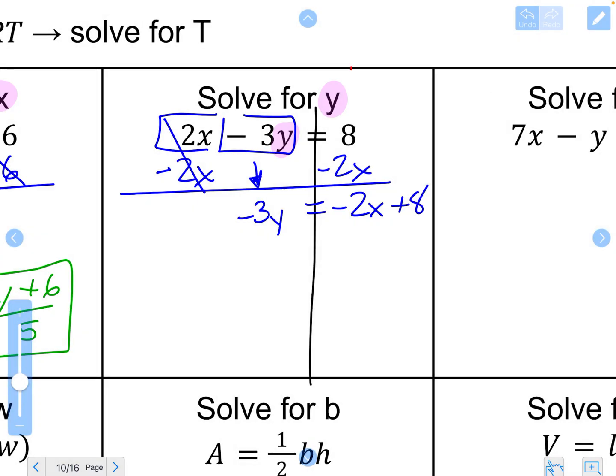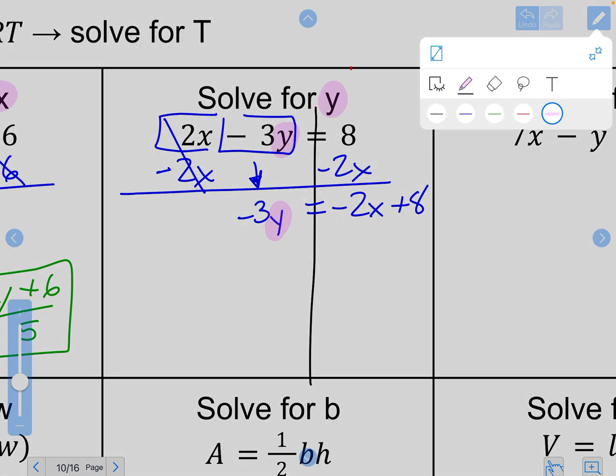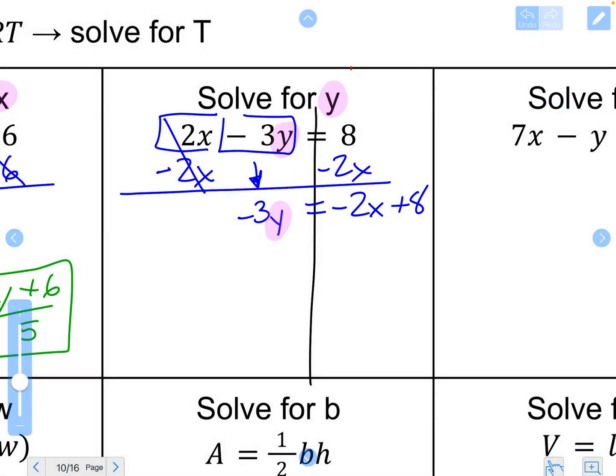You can really write those in either order. I just like to have the x term first because in algebra, we usually put our variables first and our constants last. So now we need to get the y by itself by moving the 3, and we move the 3 by dividing.